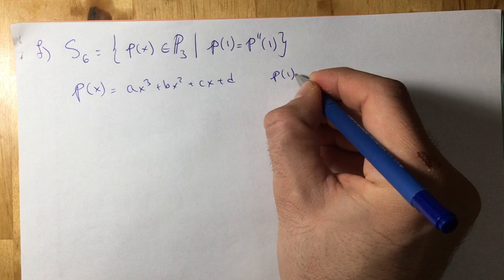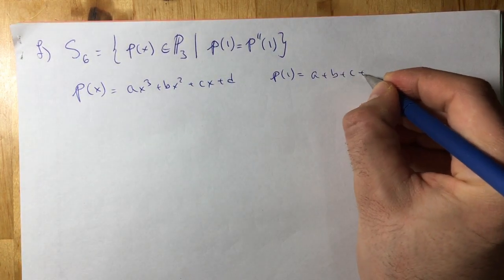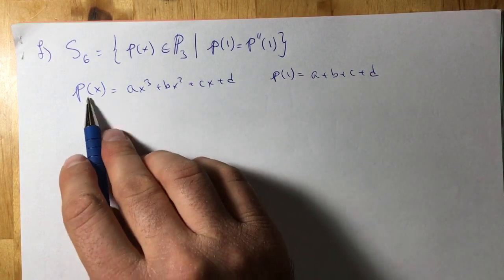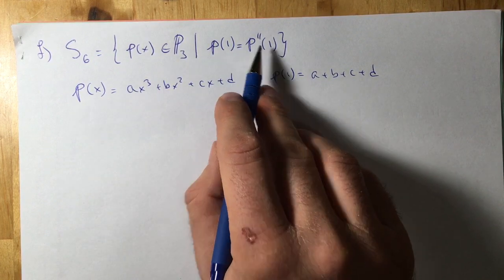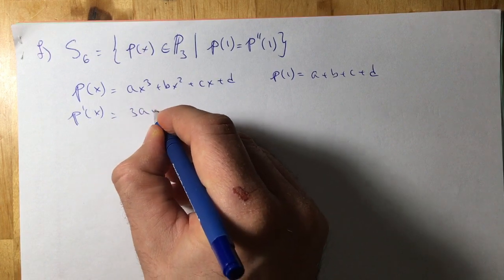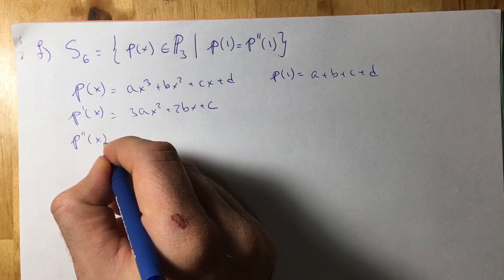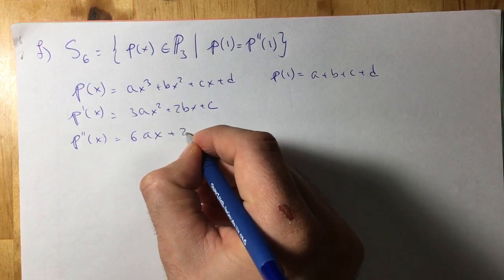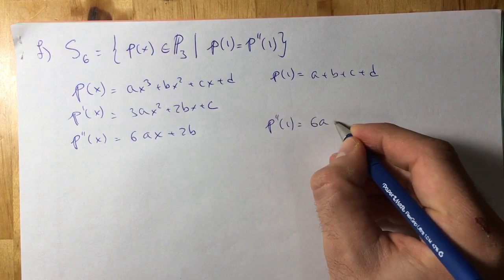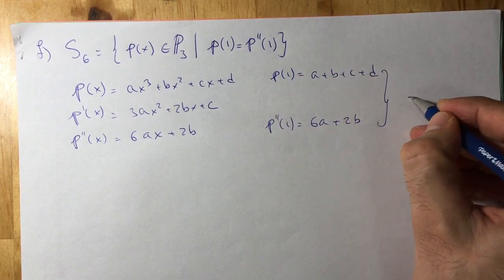From here, p of 1, if I evaluate this vector at 1, I would just get a plus b plus c plus d. And now this has to be equal to the second derivative of p of x evaluated at 1. So let's find the second derivative. First I'm going to find the first derivative, 3ax squared plus 2bx plus c. And now the second derivative is 6ax plus 2b. And from here, the second derivative evaluated at 1 is 6a plus 2b. So now these two have to be the same.